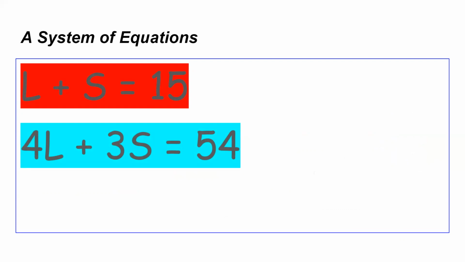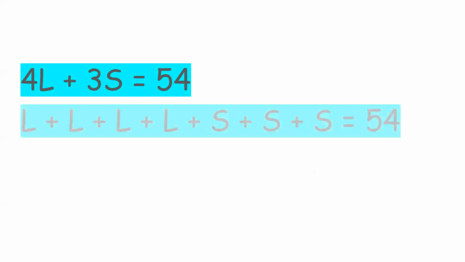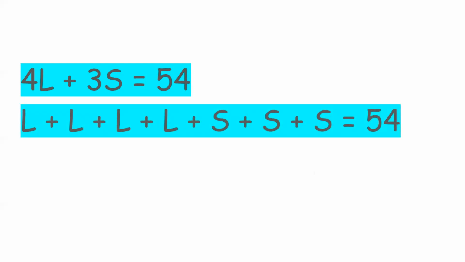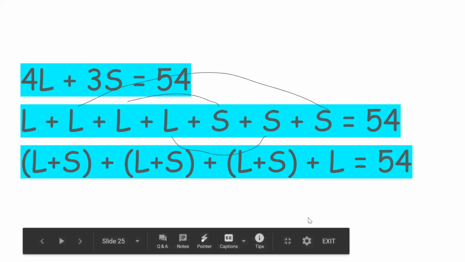Now, let's focus on that second equation. Let's break it down. 4L plus 3S equals 54 is really L plus L plus L plus L plus S plus S plus S equals 54. Now let's pair off the L plus S's. Looks like we can make 3 pairs, right? There's a pair, there's a pair, there's a pair. But then there's that extra L off to the side, right over here. So there he is. So I have 3 pairs of L plus S's plus an extra L.